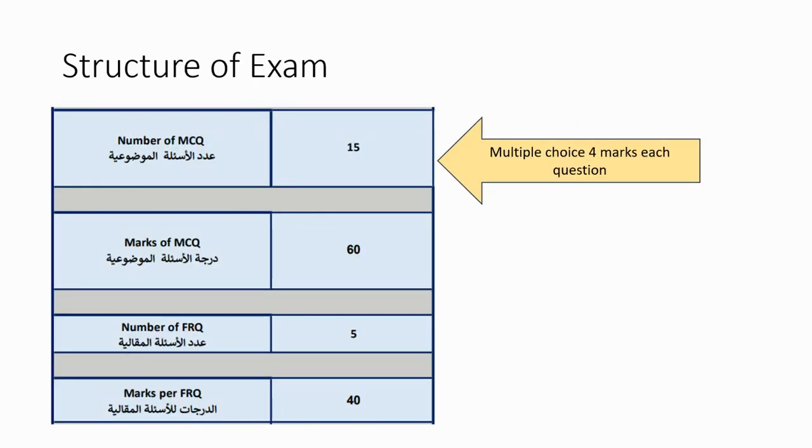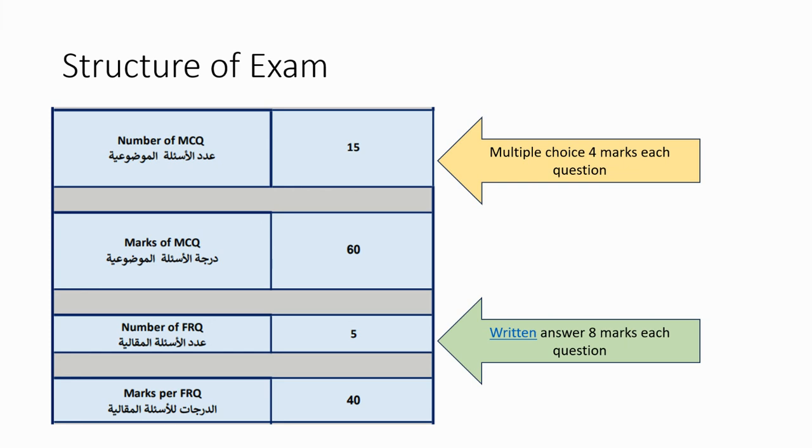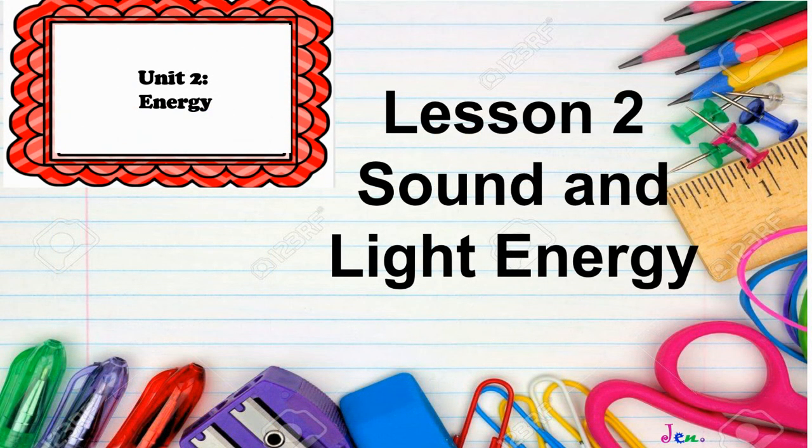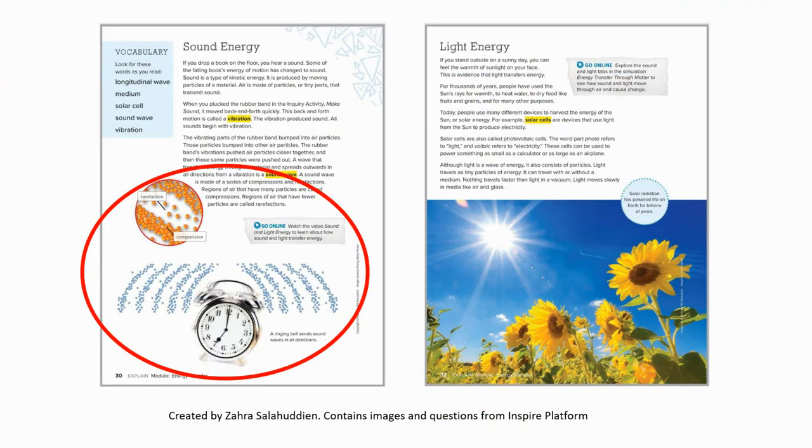So we spoke already about the structure of the exam. Today we will be looking at 3 multiple choice questions that may be asked about sound and light energy from lesson 2. From this section, they will ask you one question about the picture on page 30 and two questions from page 32 about light energy. It's multiple choice only.